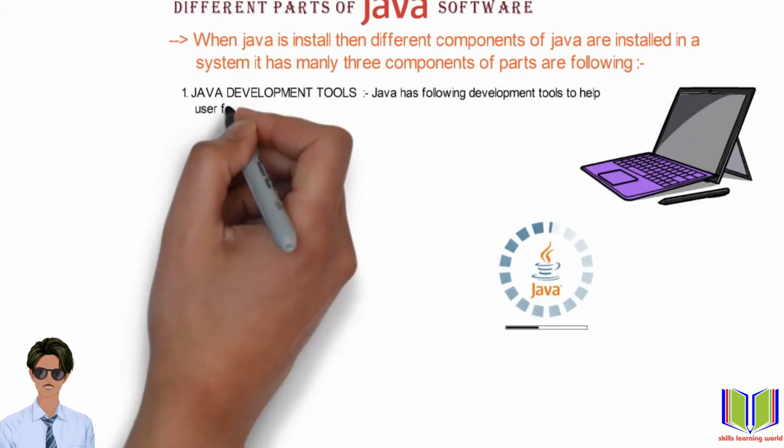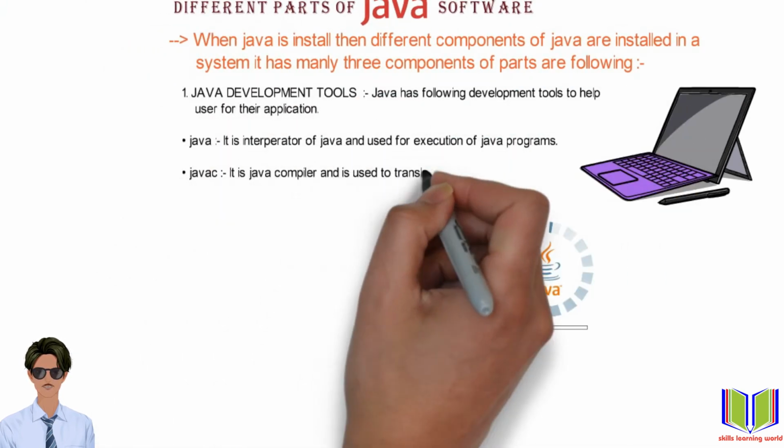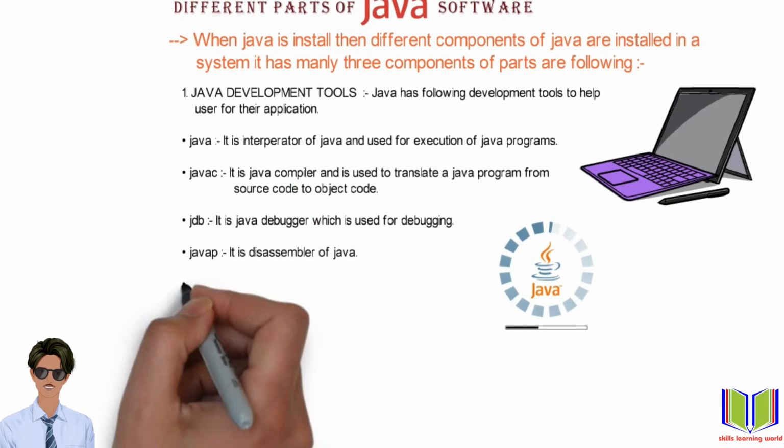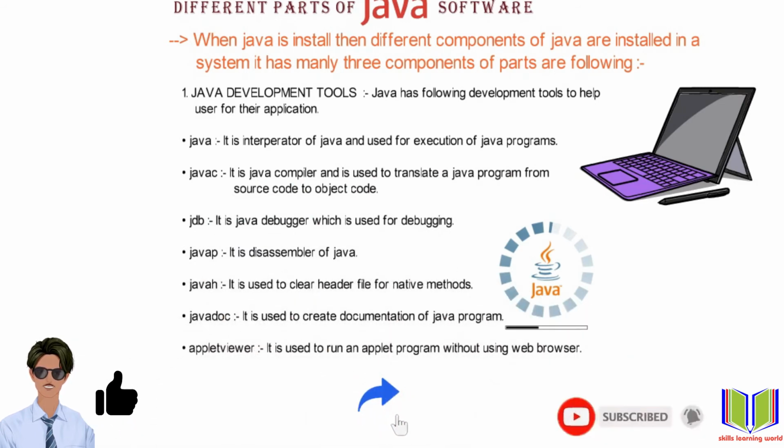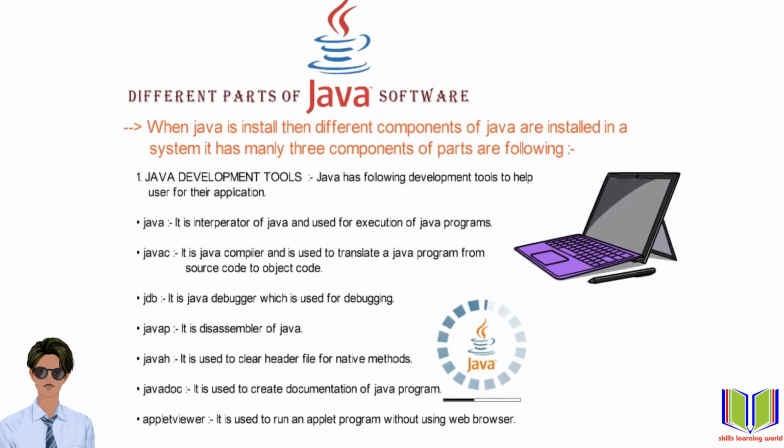Point D. Javap. It is the disassembler of Java. Point E. Javah. It is used to create header files for native methods. Point F. Javadoc. It is used to create documentation of a Java program. Point G. Appletviewer. It is used to run an applet program without using a web browser.